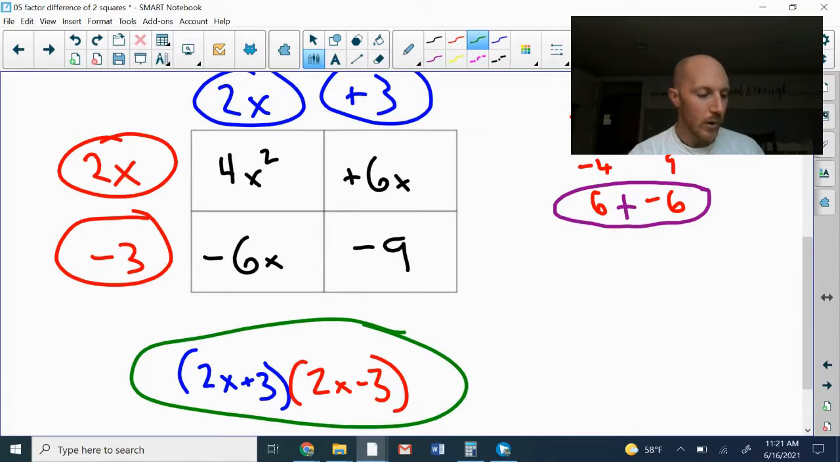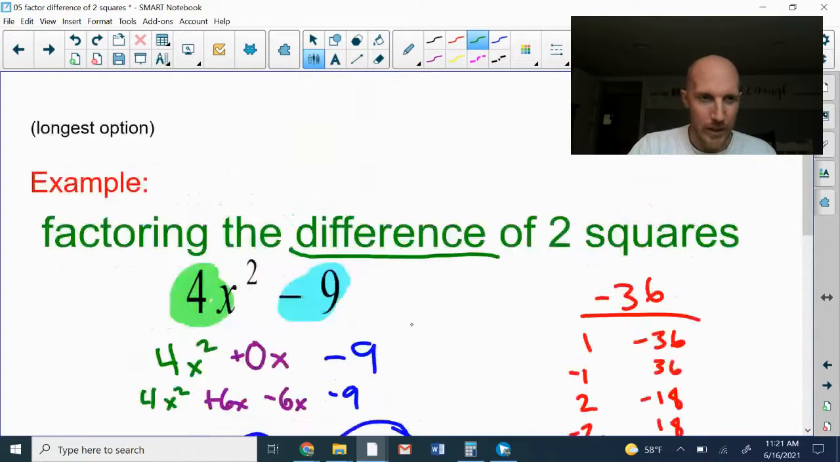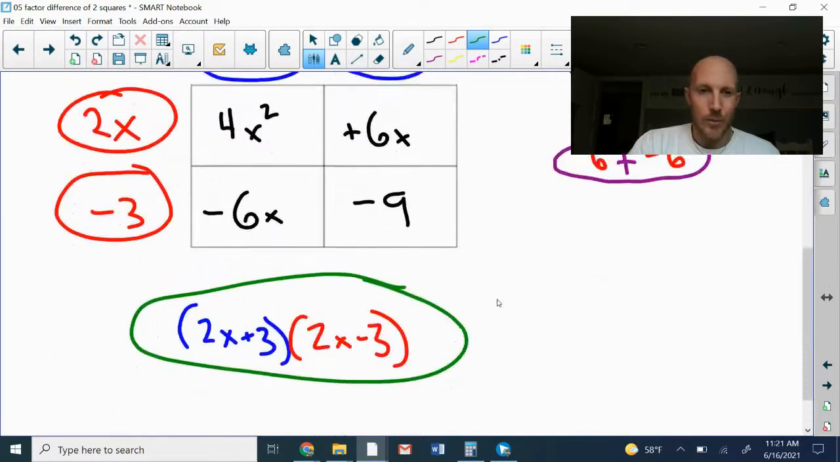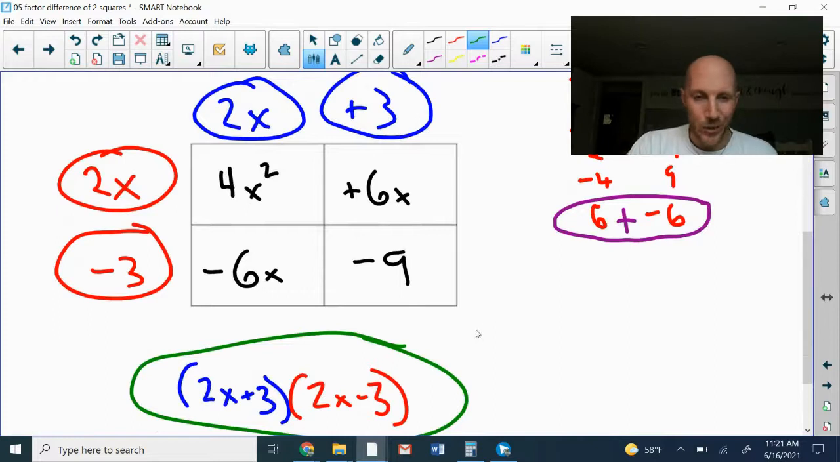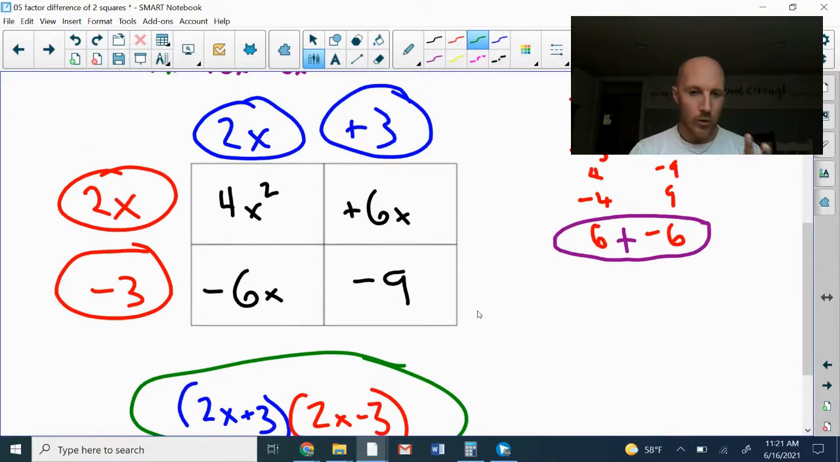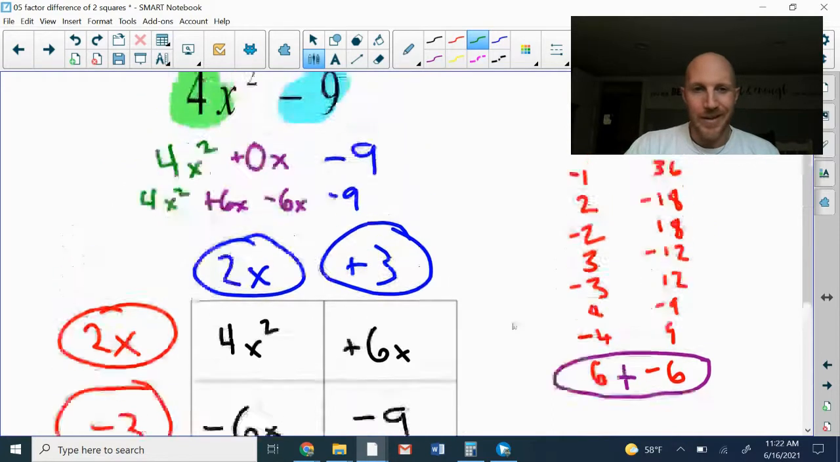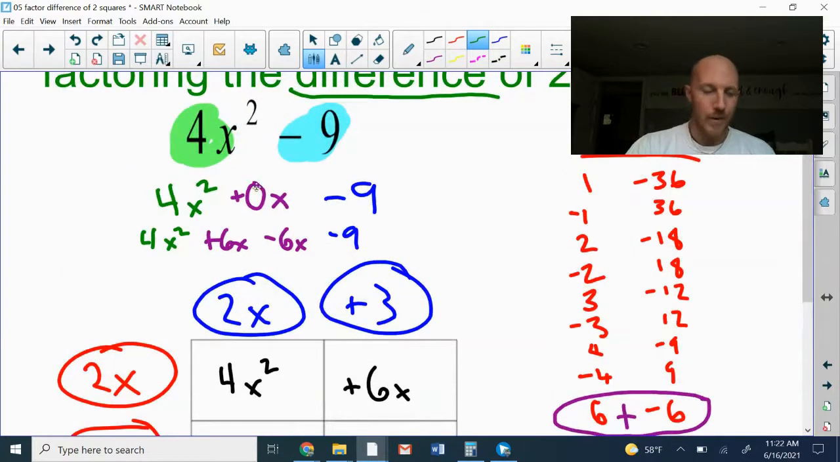All right, so as you might have noticed at the top of the page, this is the longest possible way to factor this. So let's see if we can come up with some ways that are not so long. The original polynomial did not contain a middle term. It meant 0. We didn't change anything. When we wrote the 0 there, we just wrote it. And then we had to take the 0 and break it apart into pieces.